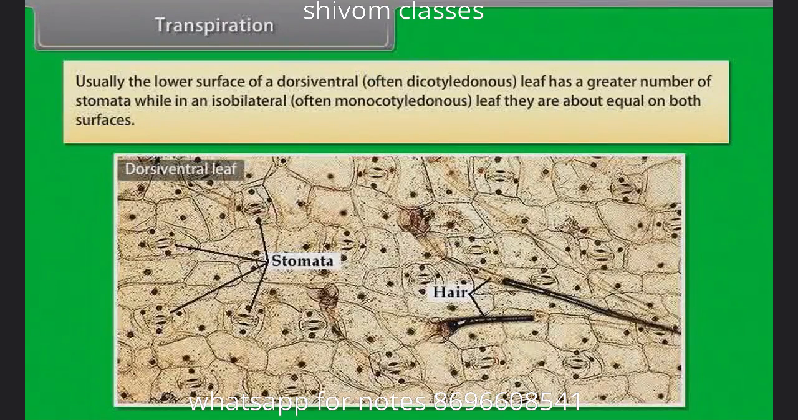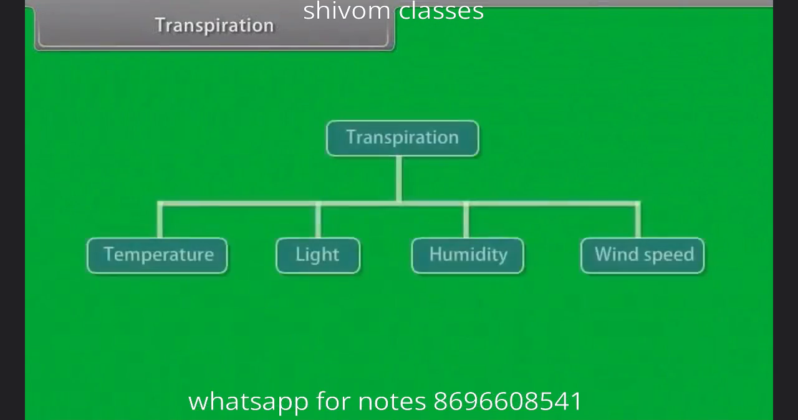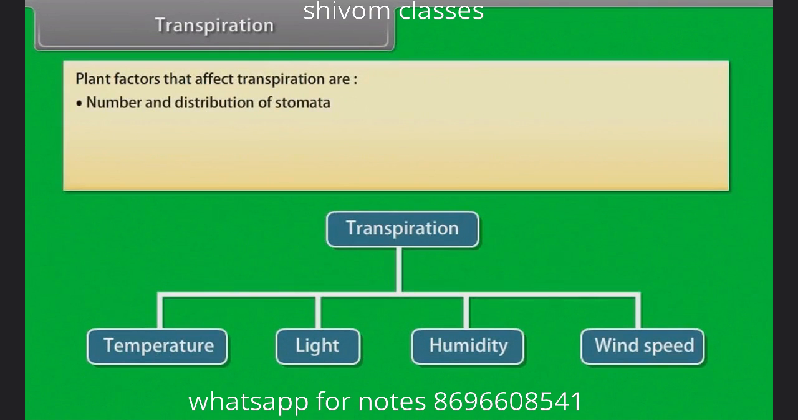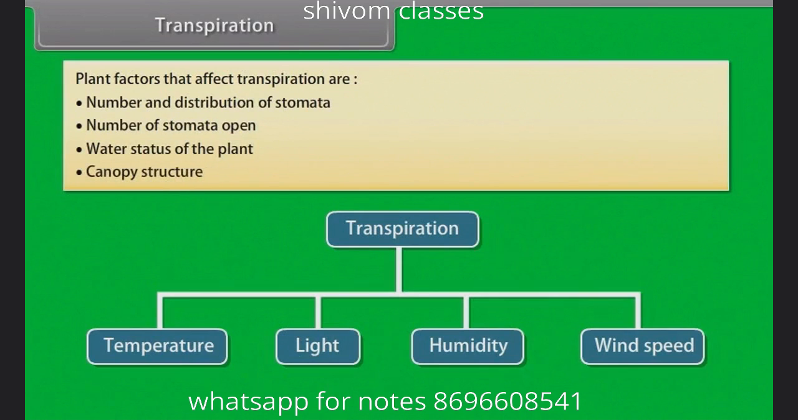Usually the lower surface of a dorsiventral or often dicotyledonous leaf has a greater number of stomata, while in an isobilateral or often monocotyledonous leaf, they are about equal on both surfaces. Transpiration is affected by several external factors like temperature, light, humidity, wind speed. Plant factors that affect transpiration include number and distribution of stomata, number of stomata open, water status of the plant, canopy structure, etc.